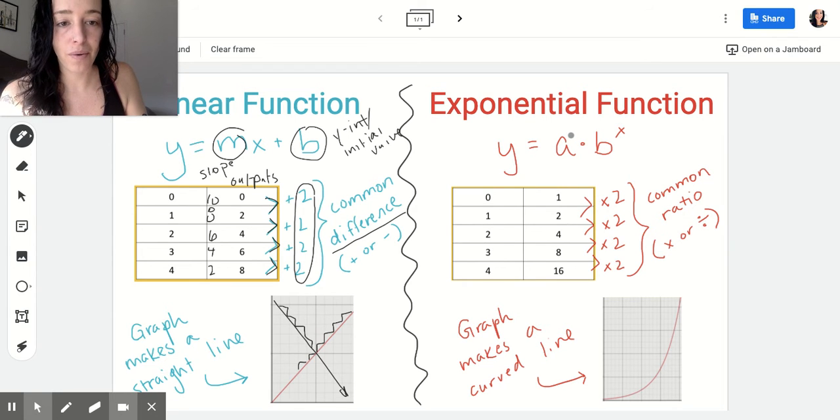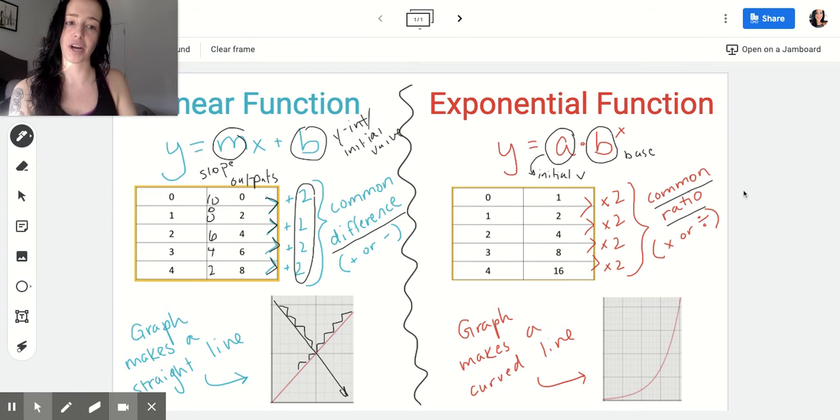So now we actually have, this is going to be our initial value. I'm just going to say initial v. So a is the beginning of the function, or what we start with. b is kind of like the slope, but we don't call it slope anymore. This is sometimes called a base. We're going to be even more specific and call it the common ratio.